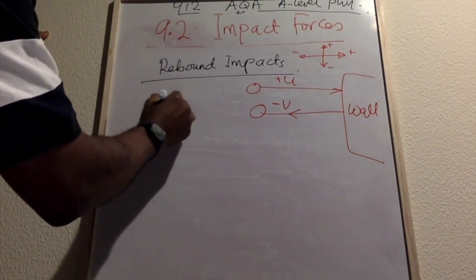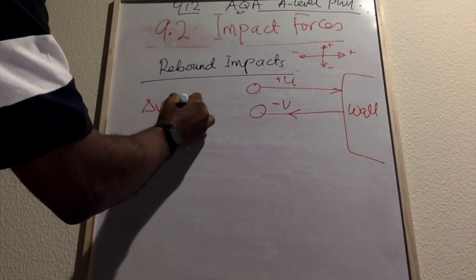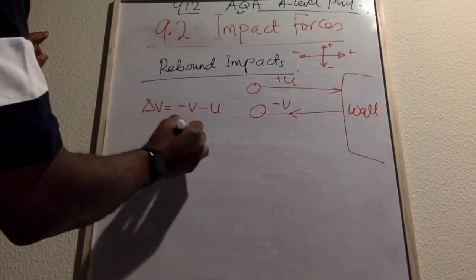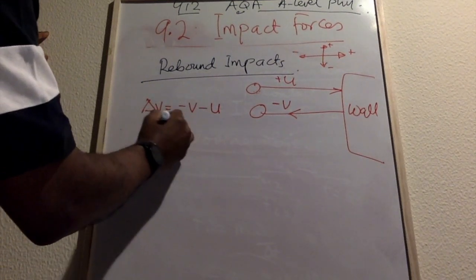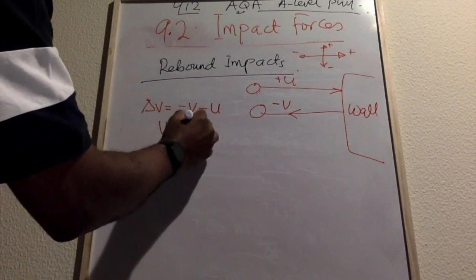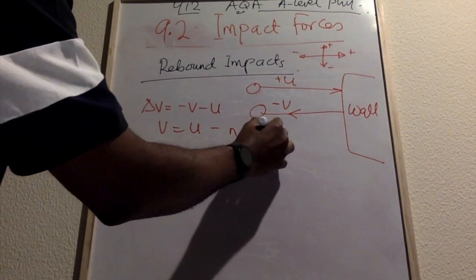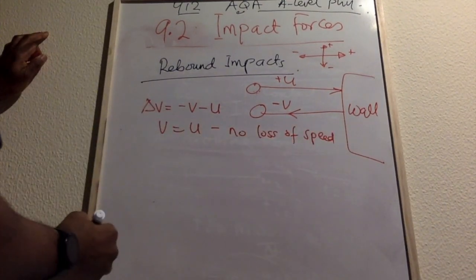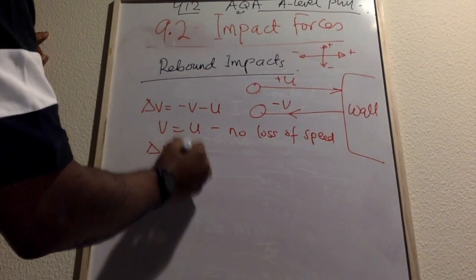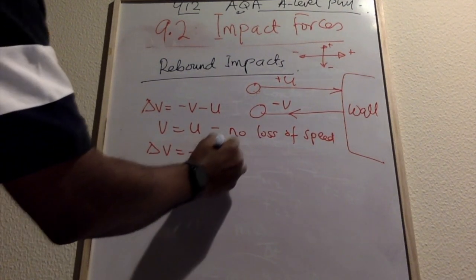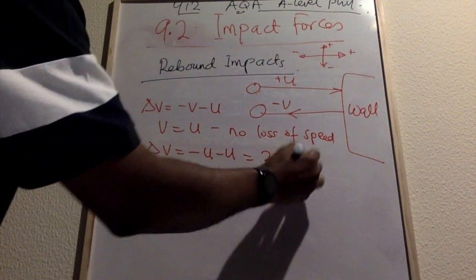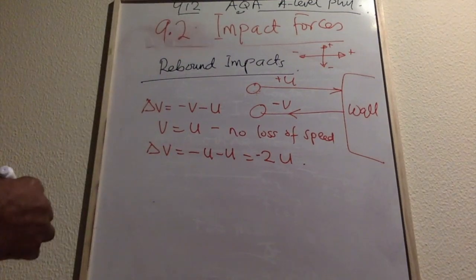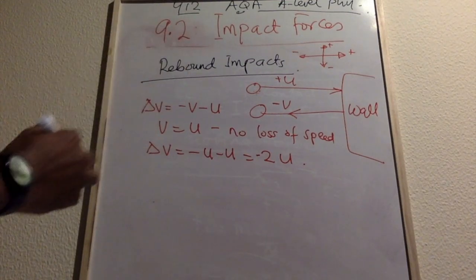That will be delta v equal to, what's our final velocity? Minus v minus the initial velocity u. But because v equals u, because we say there is no loss of speed due to impact, that's the assumption we make, we can then say that delta v equals minus u minus u, which is equal to minus 2u. So that would be the change in velocity of the ball that is rebouncing after hitting a wall.